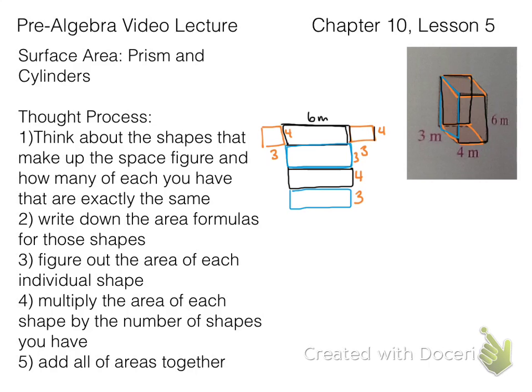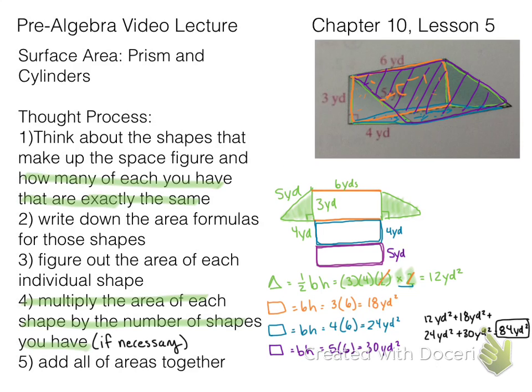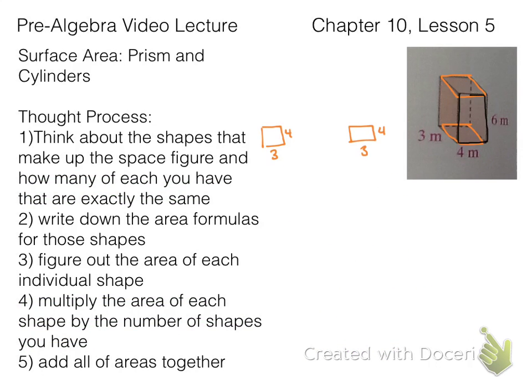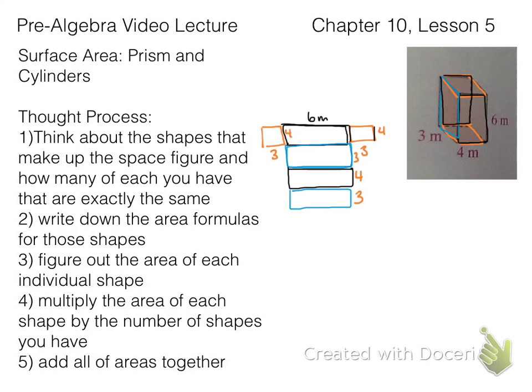Now I have 2 lateral faces that are the same, and those are the ones that I showed in black, both in my net and as I highlighted them on the figure. So if you need to see it again, there we go. Watch this. All right, so 2 bases, 2 black rectangles, and 2 blue rectangles.